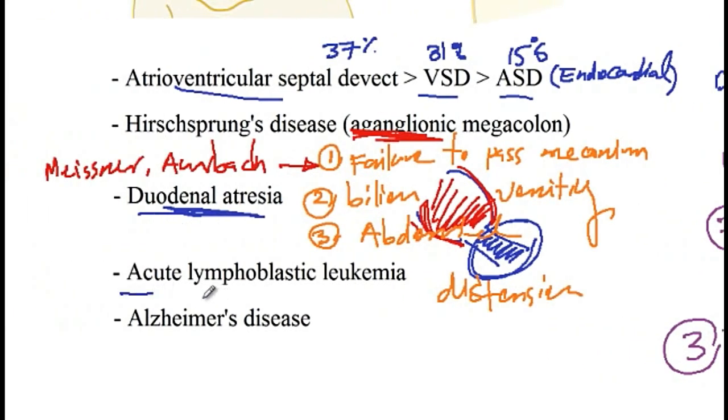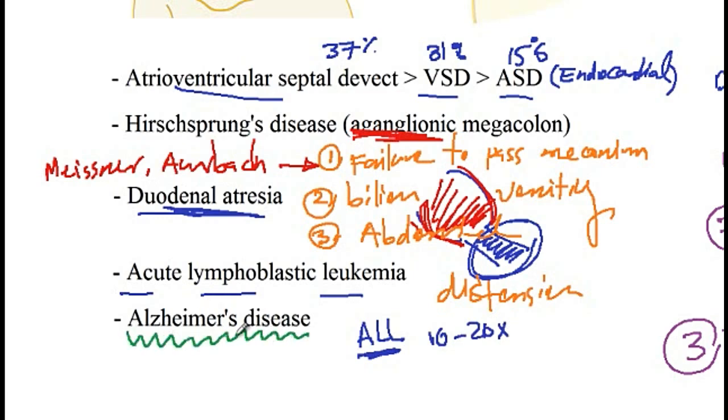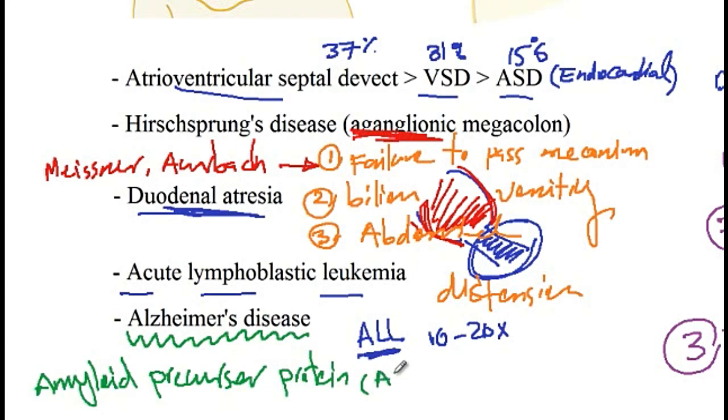Another finding is acute lymphoblastic leukemia, also known as ALL. So the chance of developing ALL in these patients is about 10 to 20 times higher than normal individuals. And finally, these patients are at increased risk of developing Alzheimer's disease, and the reason for that is that the gene amyloid precursor protein, also known as APP, is located on chromosome 21. So these patients have 3 copies of APP. So there is a higher chance that this gene can get mutated and form the amyloid beta plaques, which can lead to the development of Alzheimer's disease.